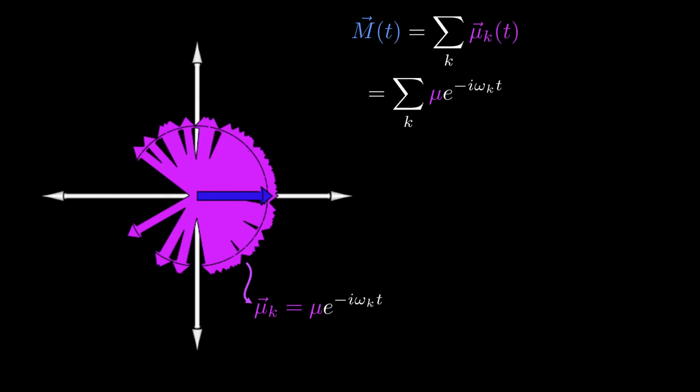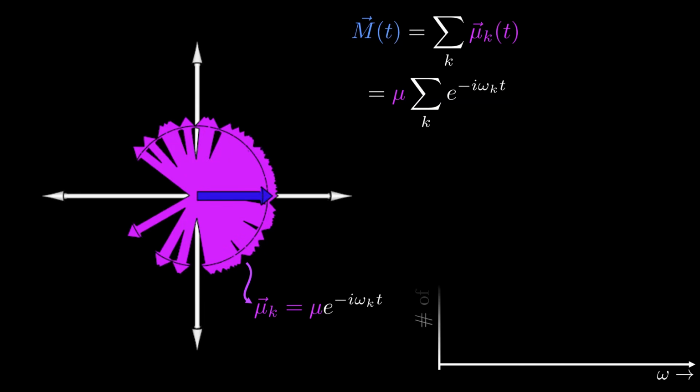Now, with each moment being mu times e to the minus i omega t, we express our transverse magnetization in time as such. Note that in this model, the individual spin magnetic moments all have the same magnitude. This makes mu a constant here, so we can pull that out front. Now, summing over omega sub k isn't super helpful unless we know what all the frequencies actually are.